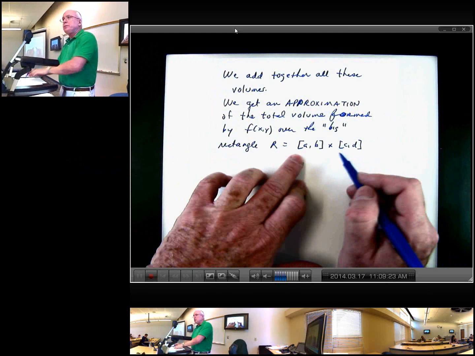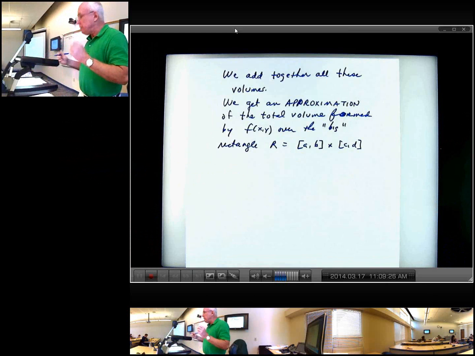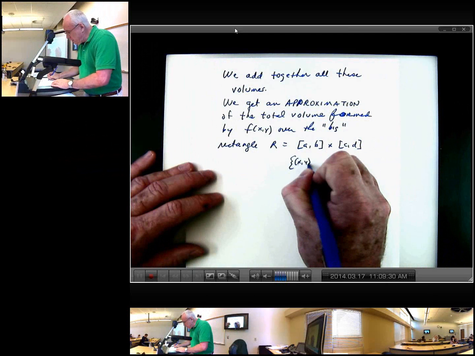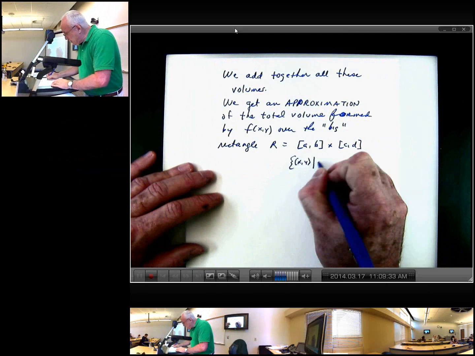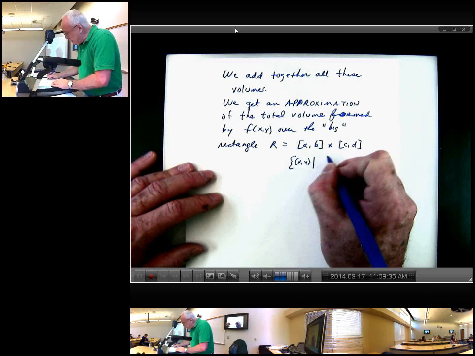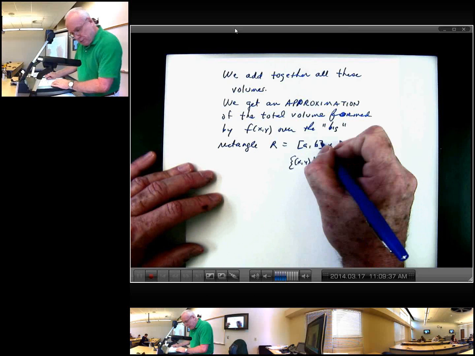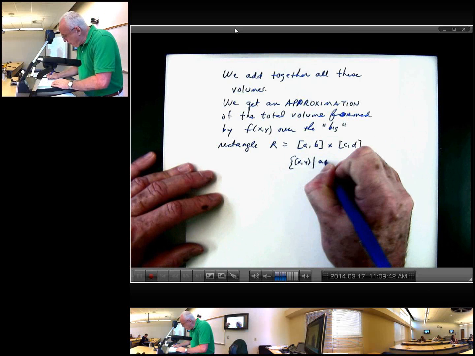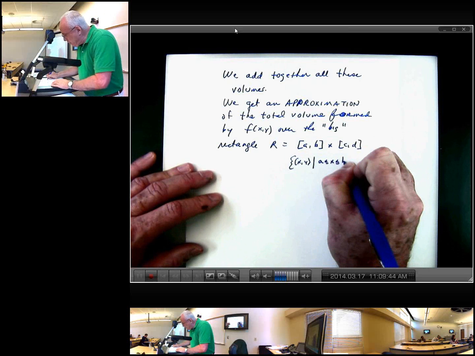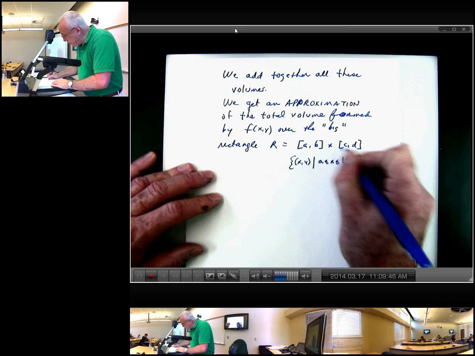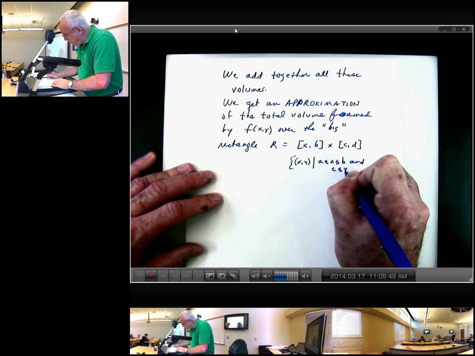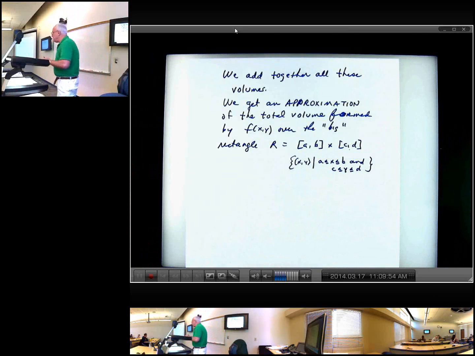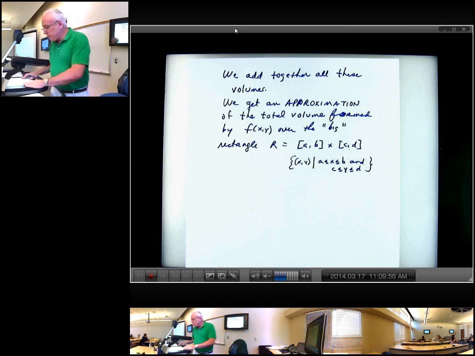This just represents all the x's and y's. So this is like the set of all x and y's such that x is between a and b, and y is between c and d. That's a shorthand way. You're going to see it in homework problems and on tests also. So just be familiar with that.